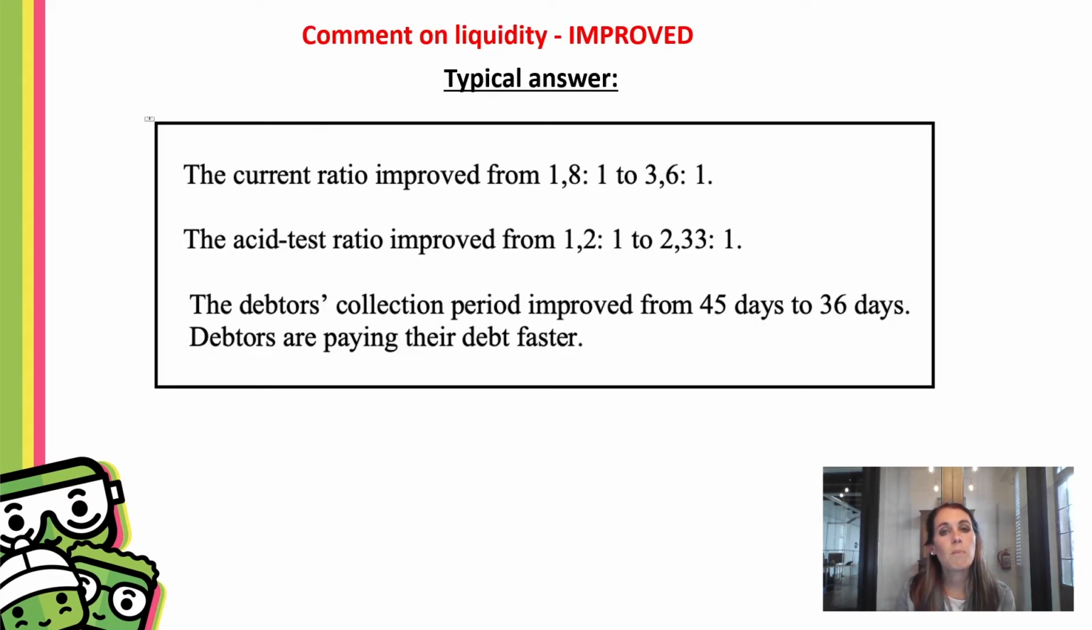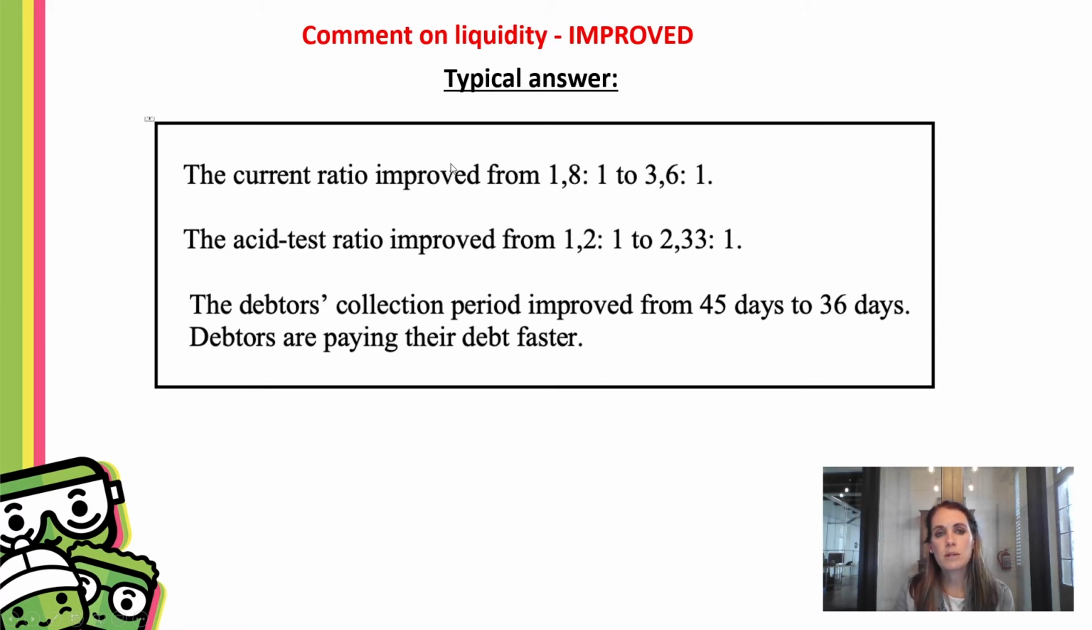So what will my typical answer be? Focusing on that it improved. And I'm really emphasizing that because if you did write about the stock turnover rate in your answer, and it was here in between current and asset test ratio, I only mark the first three. The markers at the end of the year only mark the first three. So you have to make sure that you pick the correct three.